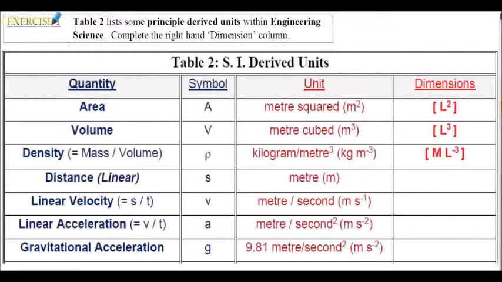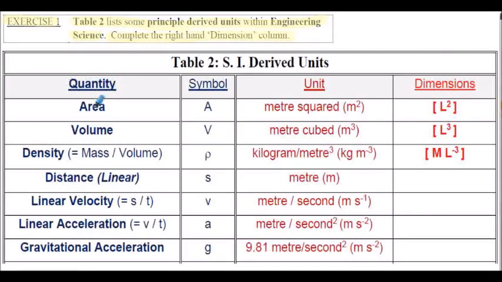Let's consider exercise 1. Table 2 below lists some principal derived units used within engineering science. We're asked to complete the right-hand dimension column for all the quantities stated. This table spans several slides. Essentially what we're going to do now is develop a database that we'll be able to refer to within the various solutions to dimensional analysis problems we'll consider later on.